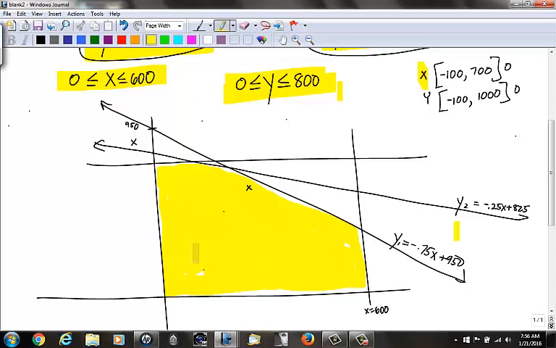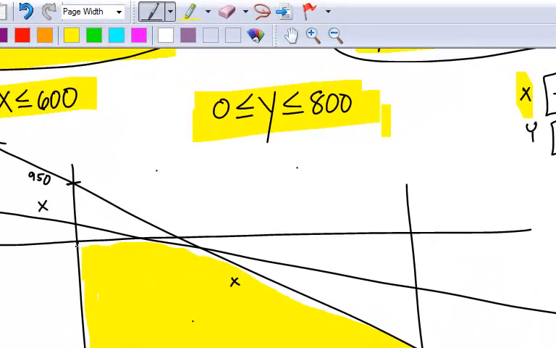Now, if there is a max or a min to the profit, it has to occur at one of those vertices. So what we have to do is go through. We know this one is 0, 0. This one we should know is 0 to the right and up 800, right? Now we got to figure this one. That is the intersection of the 800, the horizontal line, and the y sub 2.